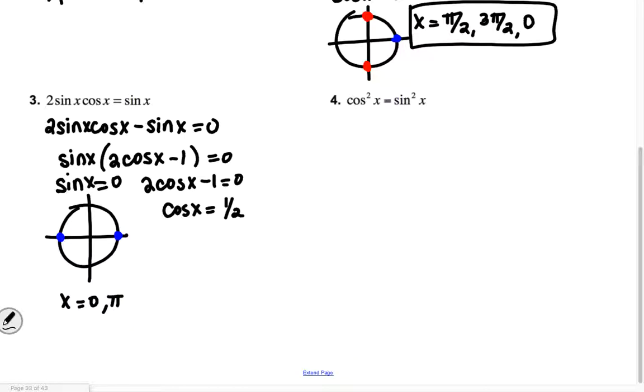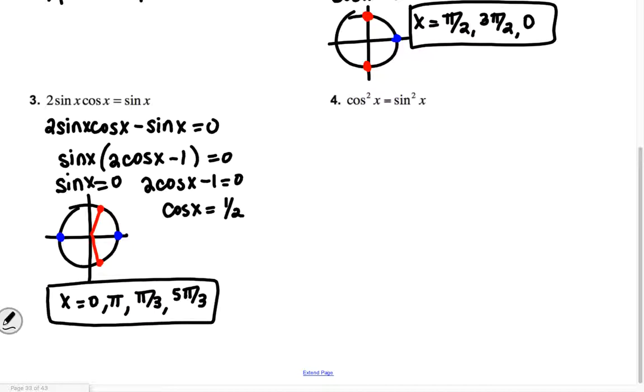And then cosine is equal to 1/2. That's the x value, right? So we're saying go over just a little tiny bit to the right. So it would be these 2 locations. So it's like 60 degrees and 300 degrees. Okay, but what is that in radians? So we're pi over 3. And we're pi over 3 away from being at 2 pi. 5 pi over 3. So those are our 4 solutions. Okay, again, we don't need 2 pi.